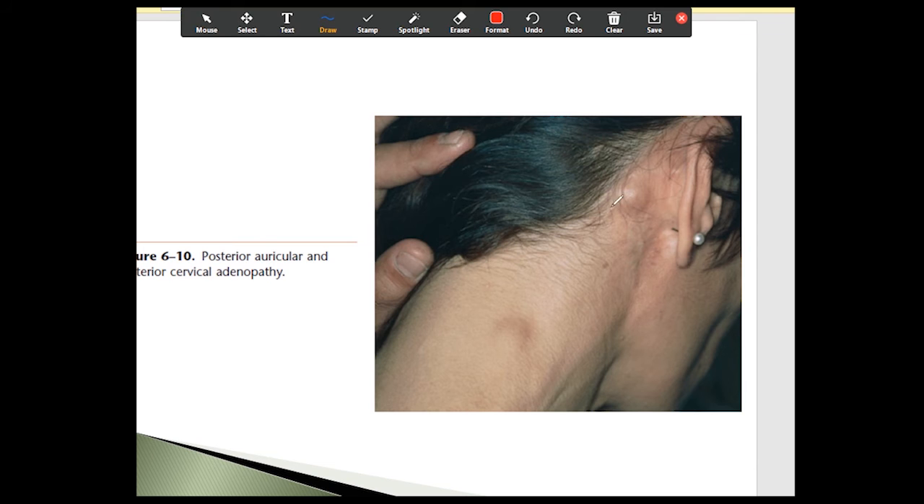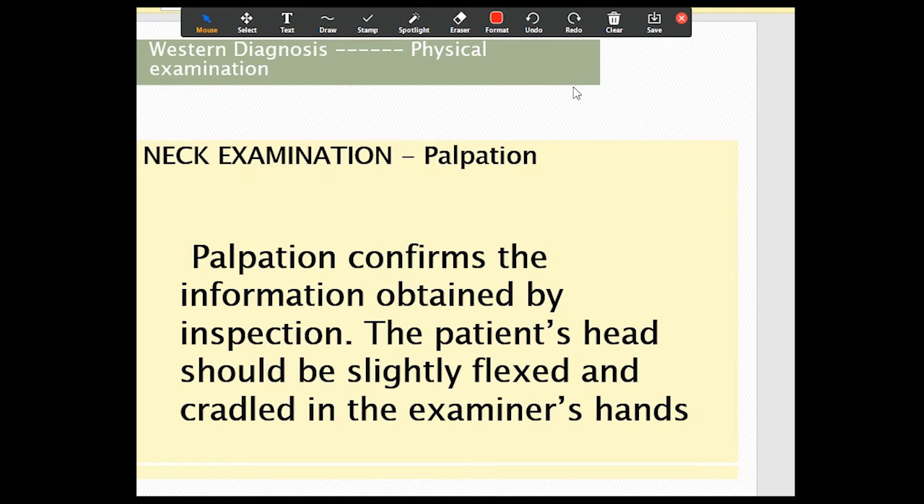Then we look at some nodules on the neck. That's behind the ear, nodules here. So basically we just try to record where it is. So that's basically the inspection part.